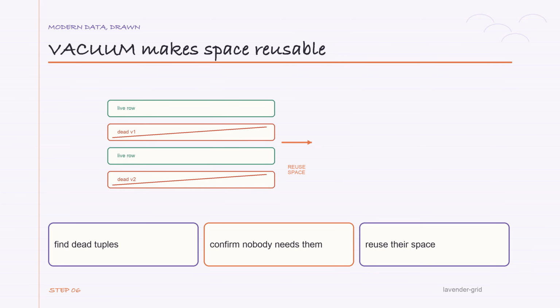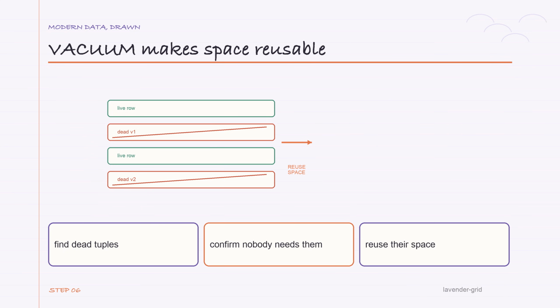With the previous step in place, the next piece becomes easier to see. Vacuum finds dead row versions that are no longer visible to any transaction and marks their space reusable. This cleanup is part of the normal life cycle of a PostgreSQL table. Here is the simple picture to keep in mind.